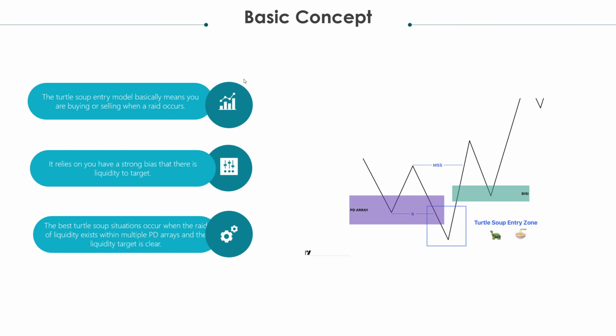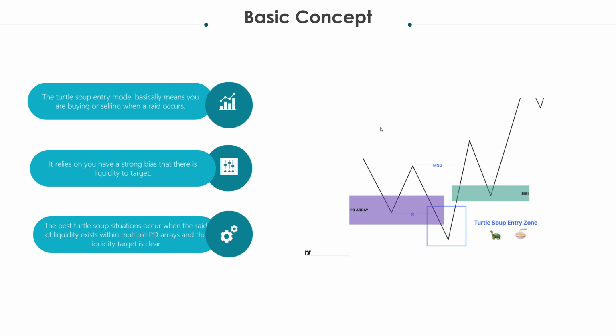Now, firstly, the basic concept is this, right? The basic concept is that the Turtle Soup entry model basically means that you're buying or selling when a raid occurs. So as soon as a raid occurs, you're buying or selling and you're targeting the opposing liquidity. So it does rely on you having a strong bias that there is liquidity to target. And for me, the best Turtle Soup situations occur when the raid of liquidity exists within multiple PD arrays and the liquidity target is clear.